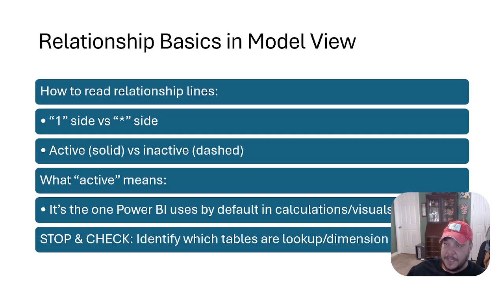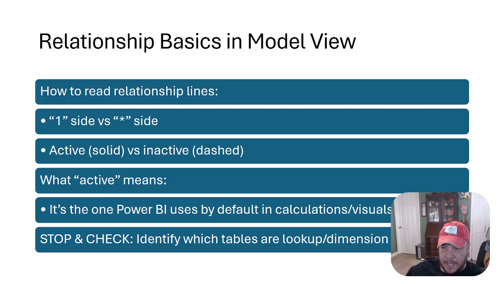Inside this relationship view, we have some models that are basic. In Model view, you're going to see lines connecting tables, and here's how you read them. A 1 means the one side, typically a lookup dimension table. An asterisk or star means the many side, typically your fact or transaction table. A solid line means it's active. A dashed line means it's inactive. Active means Power BI uses the relationship by default when it calculates measures and visuals.